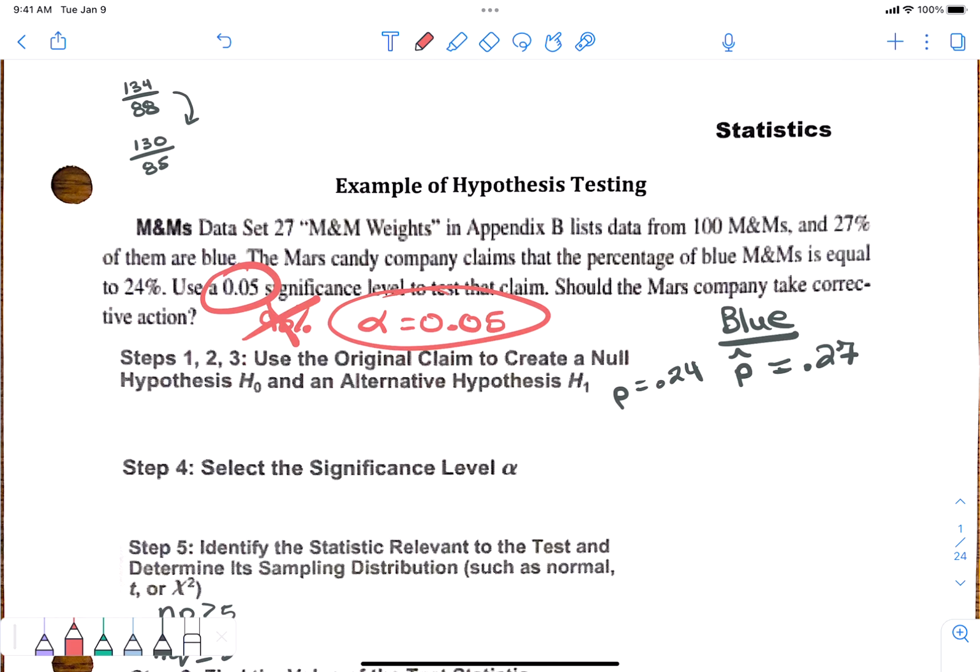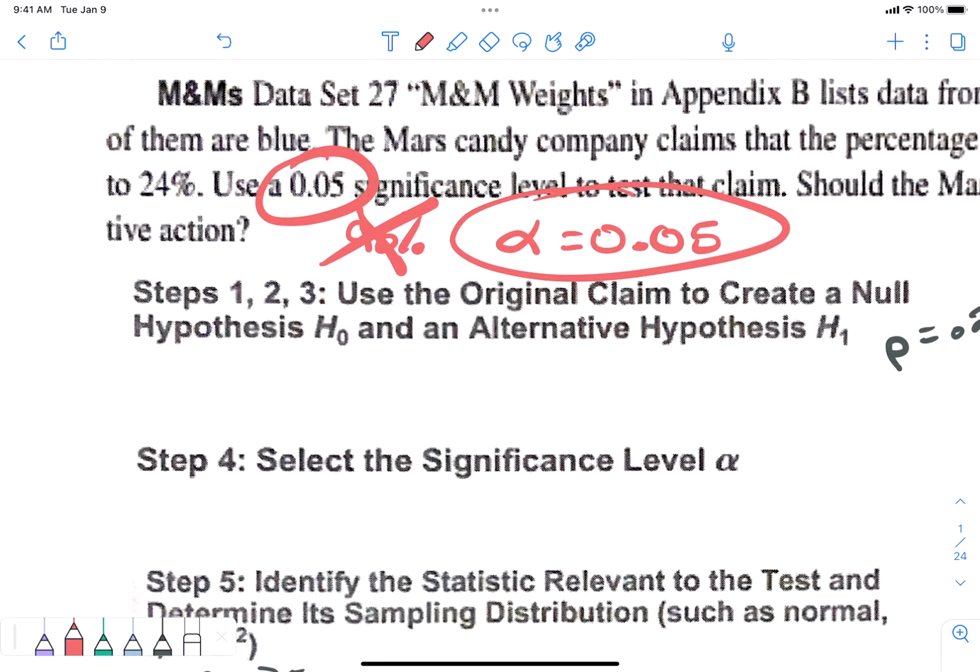Should the Mars company take corrective action? Should they figure out what's going wrong with their assembly line that's making significantly more blue ones? Should they change this number to be a little bit higher? Again, we're talking about M&Ms, so I don't know that it really matters. But if this is a drug company, should we take action? Do we need to do something? Okay. So, steps 1, 2, 3.